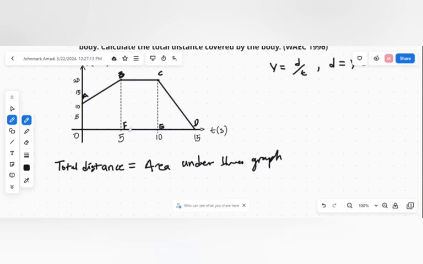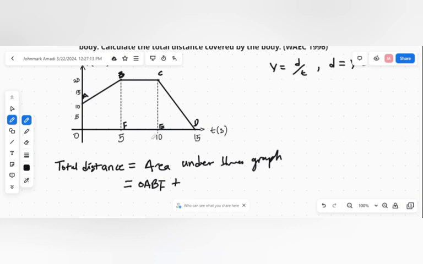A trapezium is a shape that has two of its sides parallel. You see OA is parallel to BF, while this other side is not. So this is a trapezium, OABF. So the distance now equals the area of what? Trapezium. Area of OABF, plus the next area here. The next area here looks like a square.